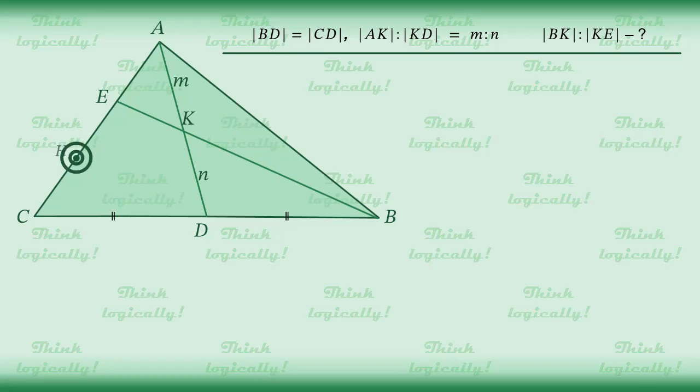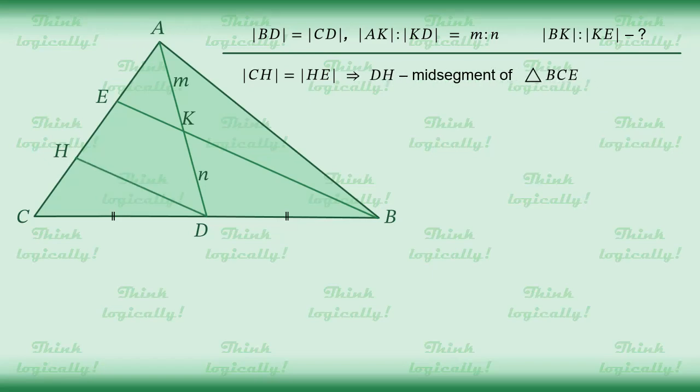Let H be the midpoint of segment CE. Then DH is the midsegment of triangle BCE. Due to the properties of a midsegment, DH is parallel to the base BE. Also, the length of DH is half the length of BE.